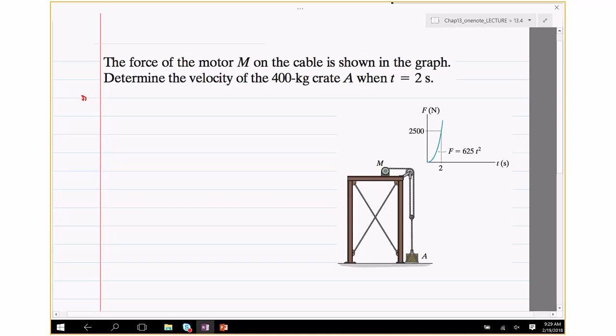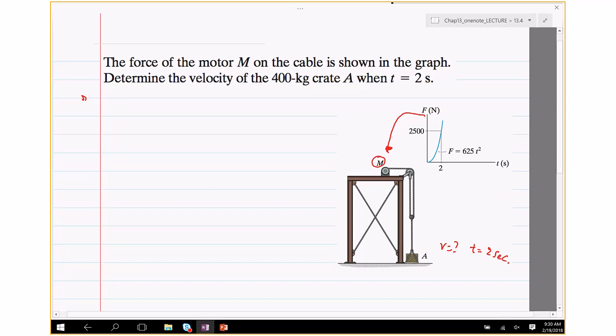So the force that this motor exerts is shown on this graph. Determine the velocity of the 400 kg crate A when the time is 2 seconds.